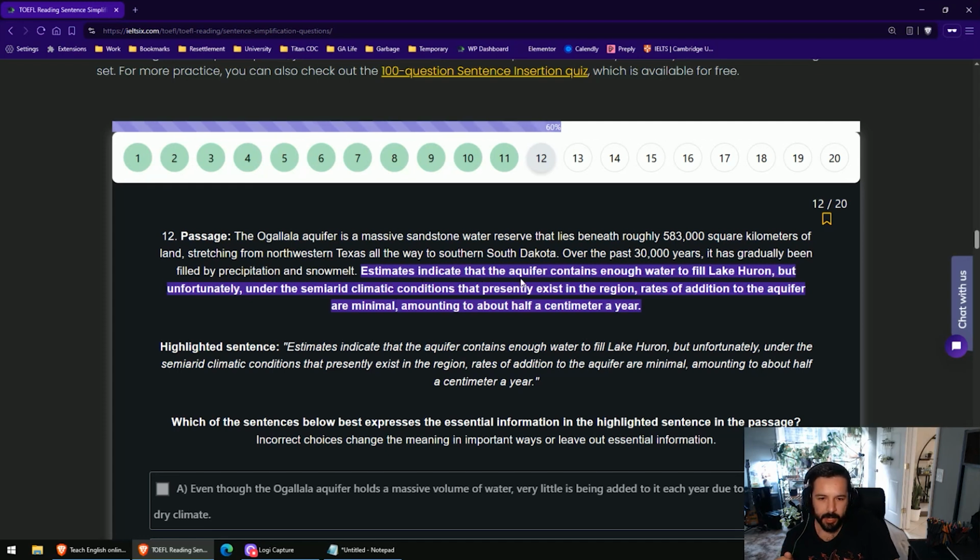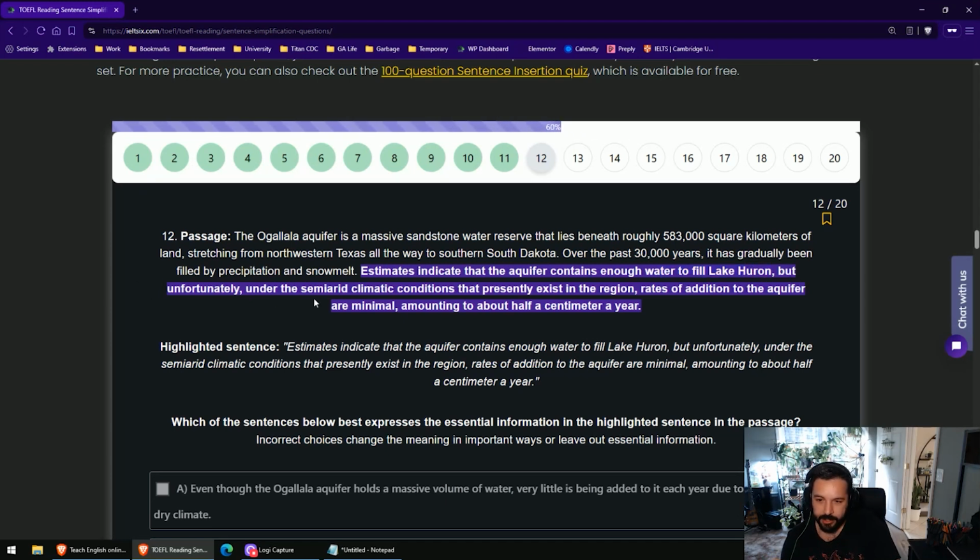Estimates indicate that the aquifer contains enough water to fill Lake... That was Angel shaking her head. She has an allergy to tree pollen. What kind of an animal has an allergy to trees? I don't know. But enough water to fill Lake whatever.